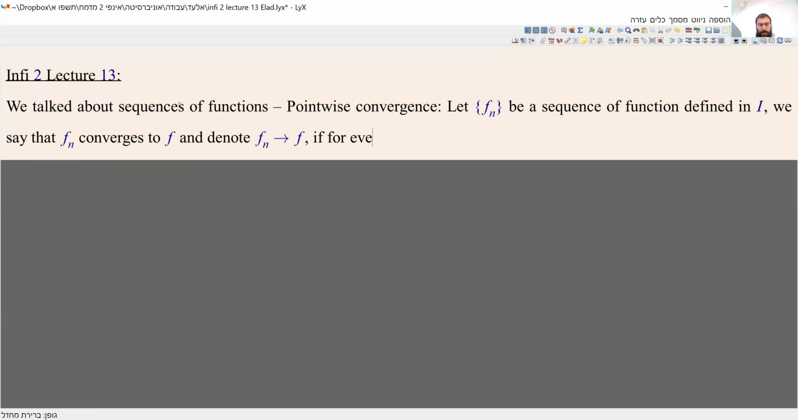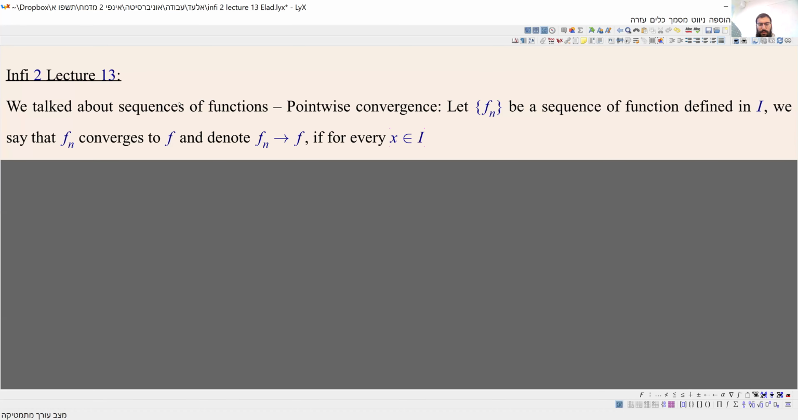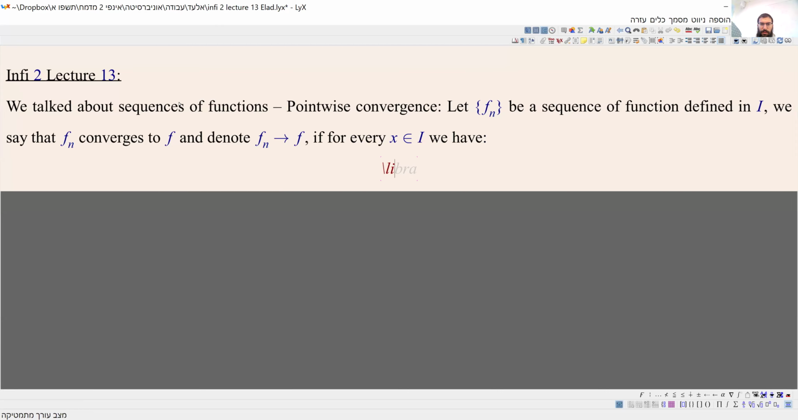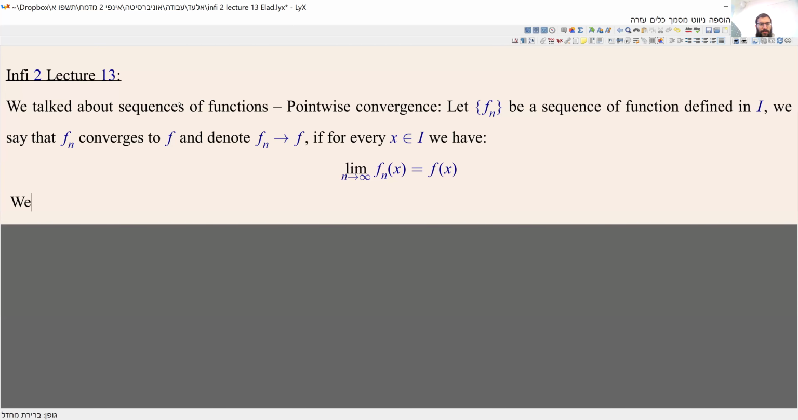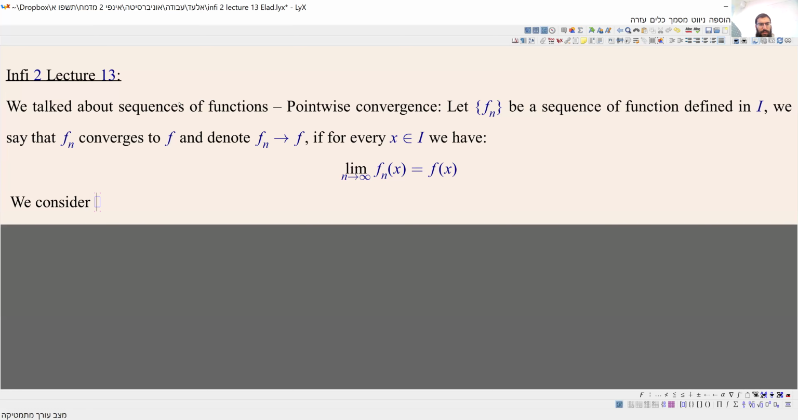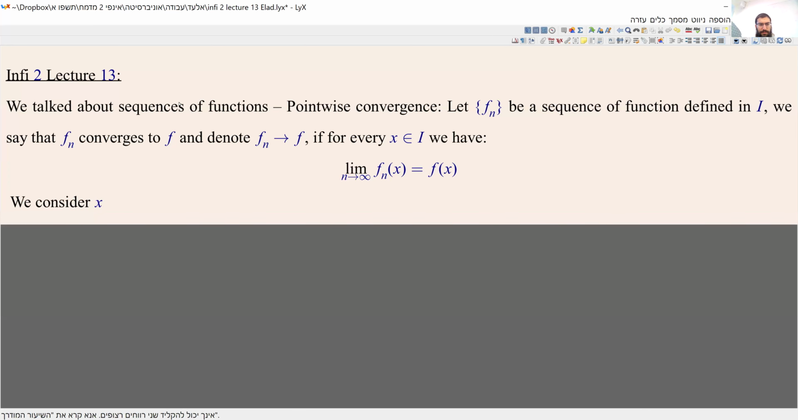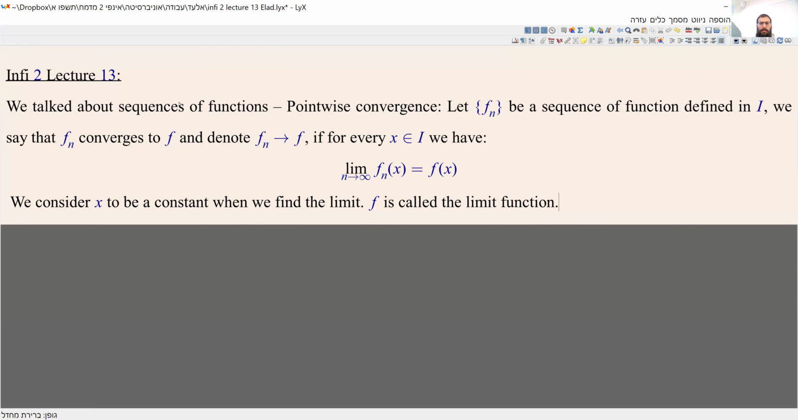if for every x in I we have that the limit of the sequence of numbers Fn(x) is the number F(x). We consider x to be a constant or a parameter. When we find the limit, F is called the limit function.